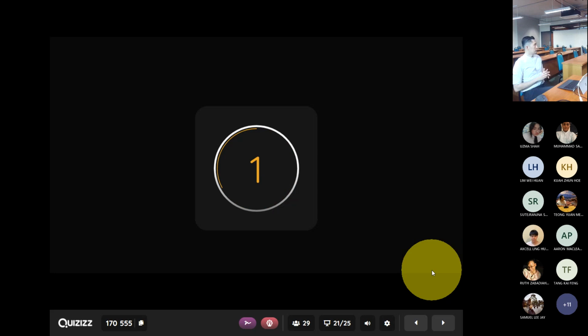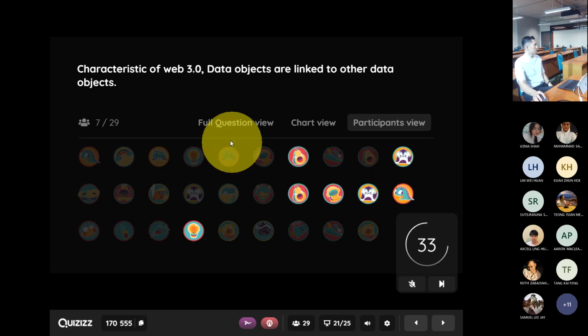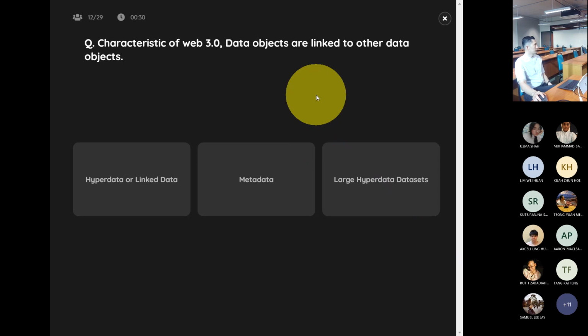All right, next question. I forgot about Samuel's question again. All right, characteristic of Web 3.0: data objects are linked to other data objects. What does this refer to? Data objects are linked to other data objects. So this refers to which terminology here?